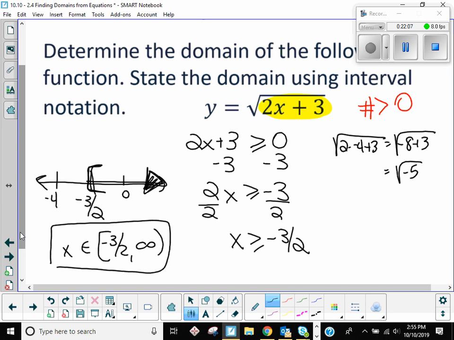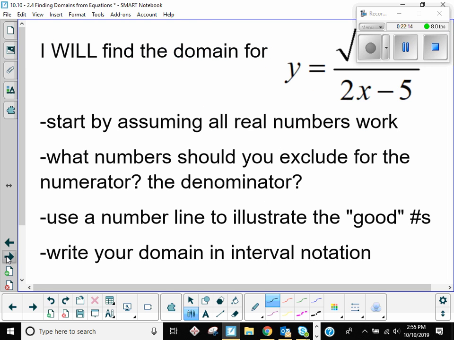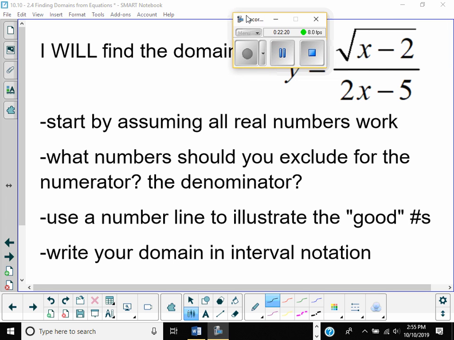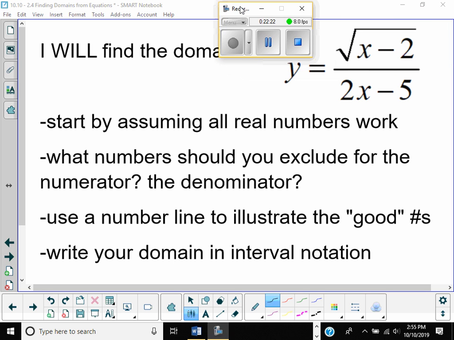So we're going to talk about this last problem. This is not on your notes. This is from your homework. I want you to think about this for a second. I have some questions up here to help guide you. You're just going to find the domain for the function. We have the square root of x minus 2 on top over 2x minus 5.